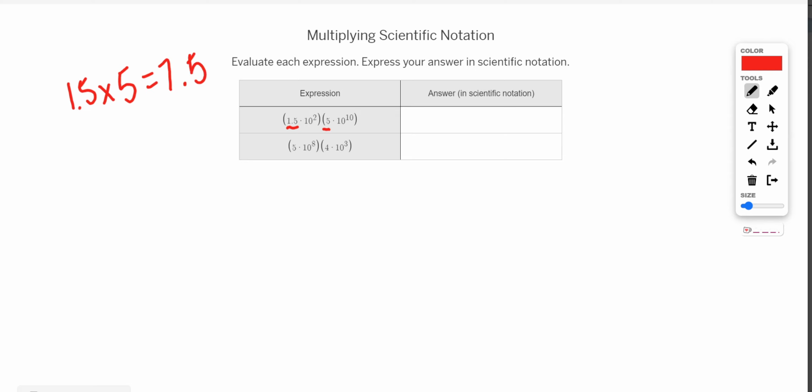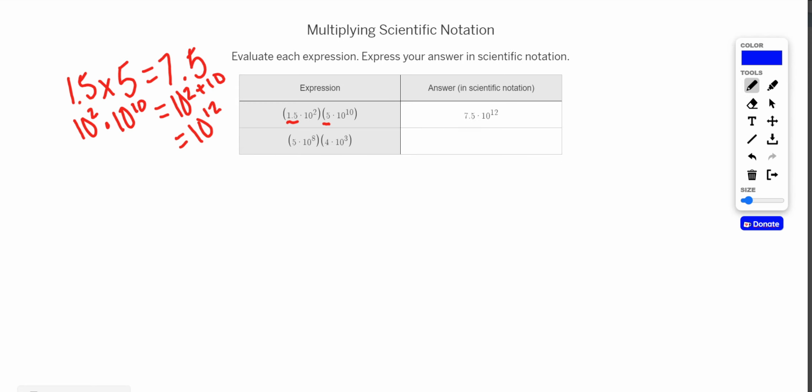And then to add your exponents, you would do 10 to the second power times 10 to the 10th power. So then you would add the exponents. So you would have 10 to the second plus the 10th power, which is equal to 10 to the 12th power. So that would be your answer for this one.